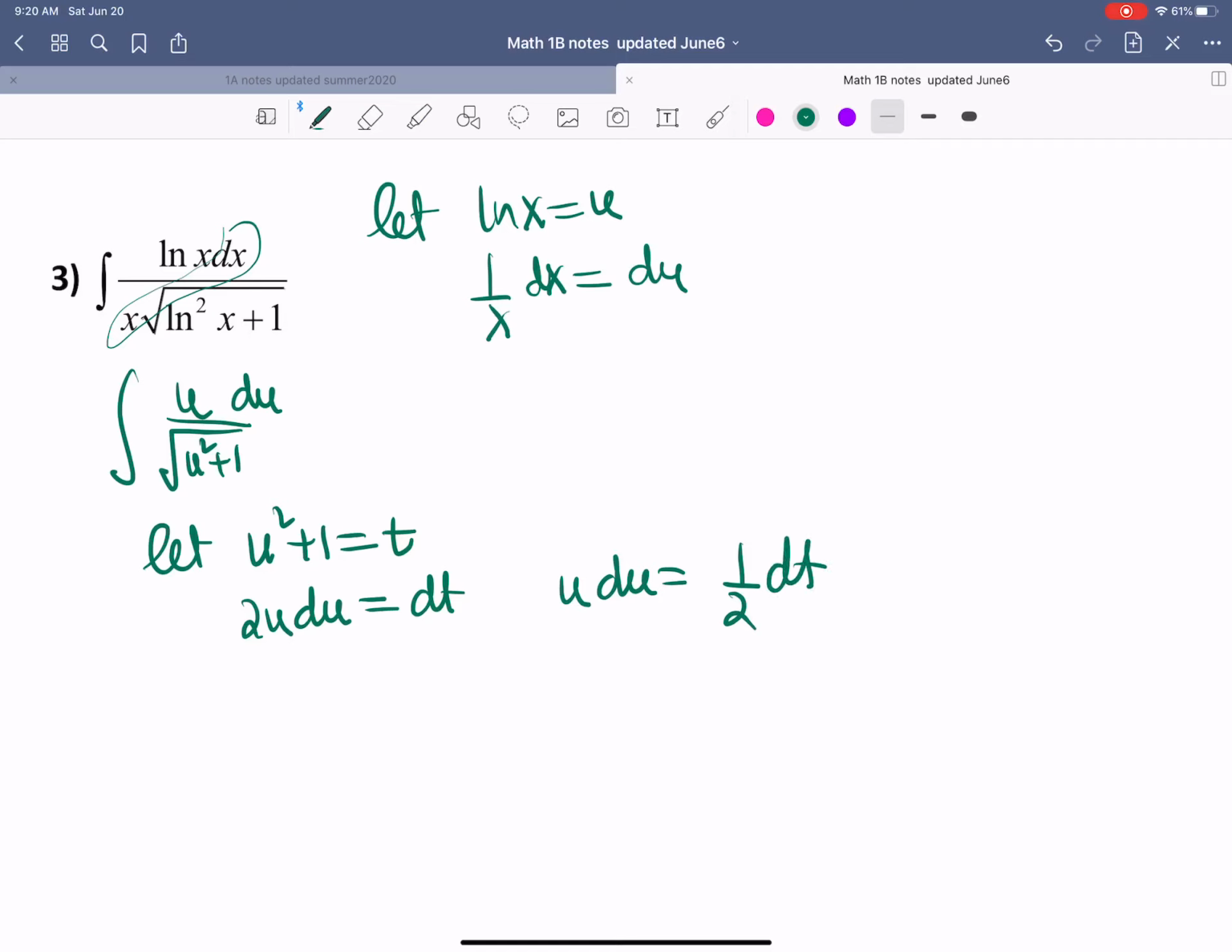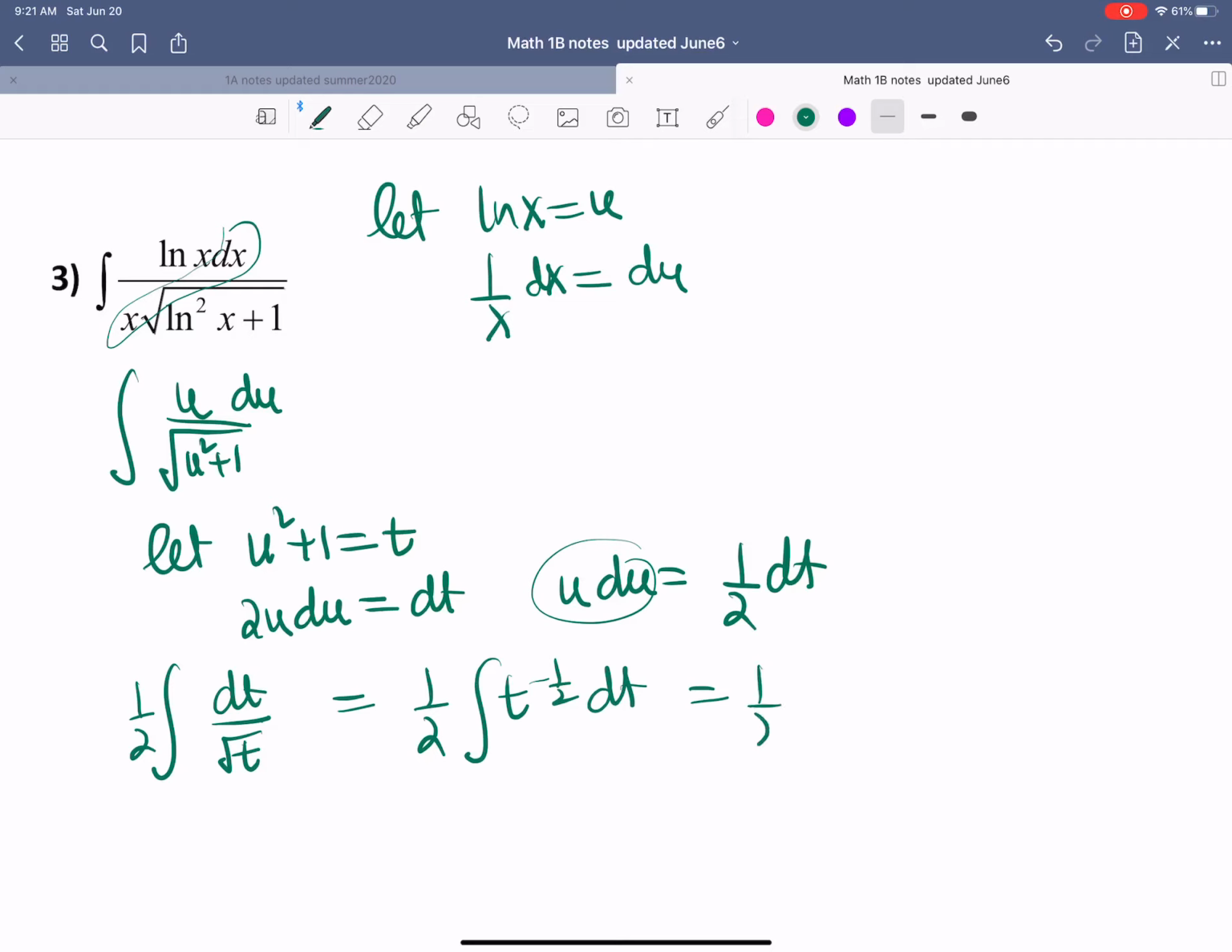Okay, this integral u du would be 1/2 dt over square root of t, which is 1/2 t to the power negative 1/2 dt. When I do the integral, negative 1/2 plus 1 is positive 1/2, and I'm also going to divide by 1/2, which is the same thing as multiplying by 2. And now the 2 and 2 cancel, so all I'm left with is t to the power 1/2 plus c.